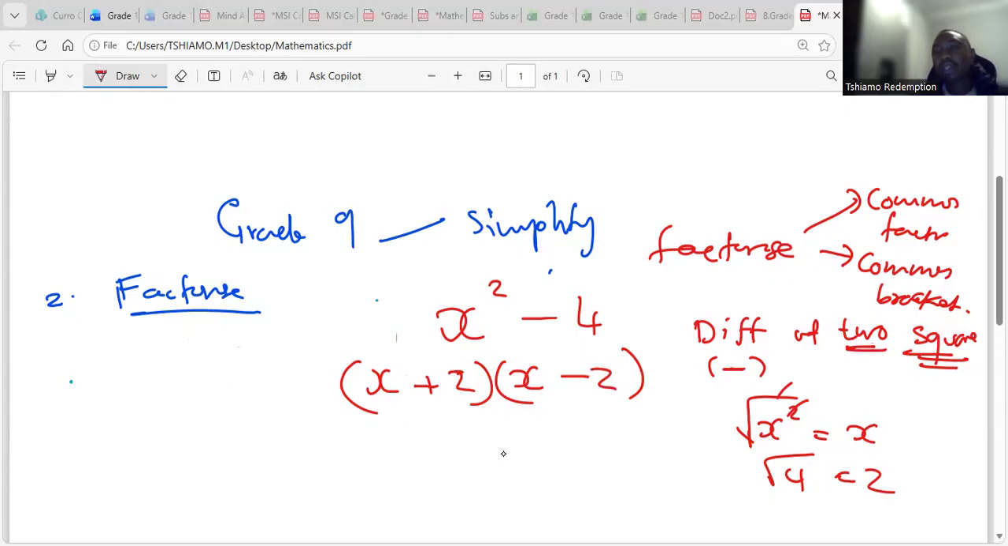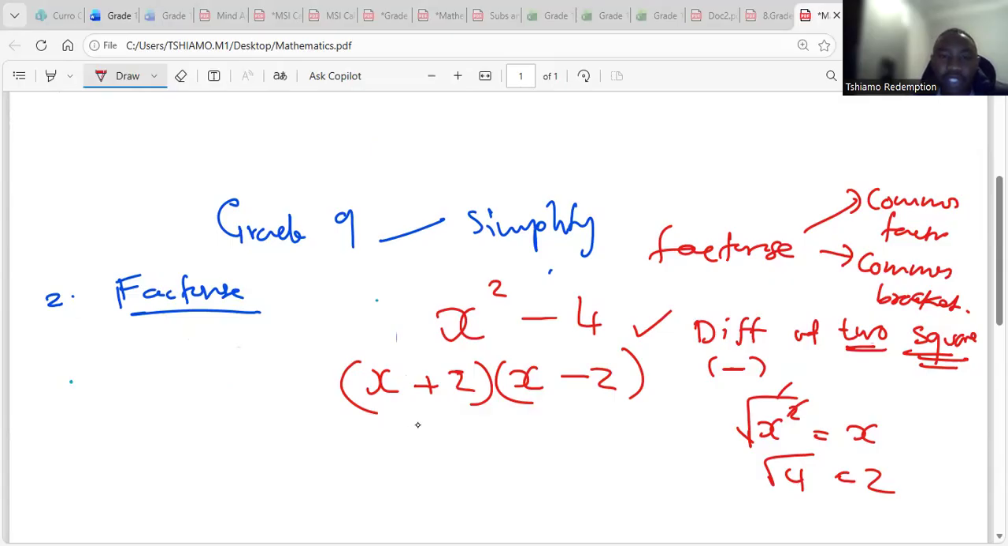So if I were to multiply this in, it will take me back to the original question. I'm going to explain this one in detail just to show you how it comes about. And the rest we will just solve like that. So this is your answer: (x + 2)(x − 2). You're done. Just like this, you're done.